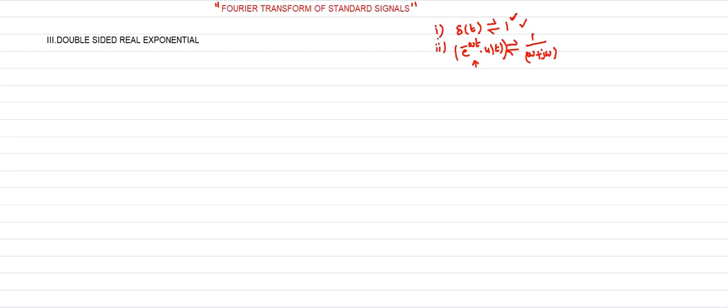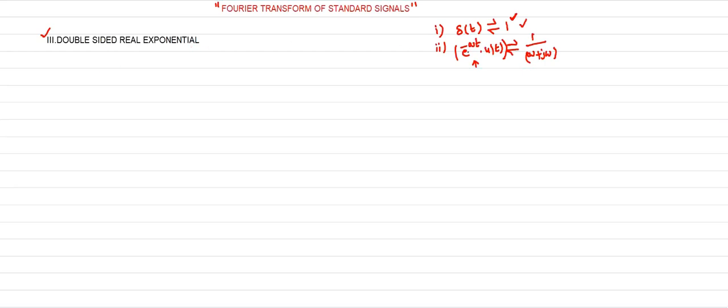So in the last class we completed these two standard signals. The third one we are going to discuss in this class is the double-sided real exponential signal. In the examination the question is given like this only. They are not mentioning the signal. They just give the statement: find the Fourier transform of the double-sided real exponential signal.